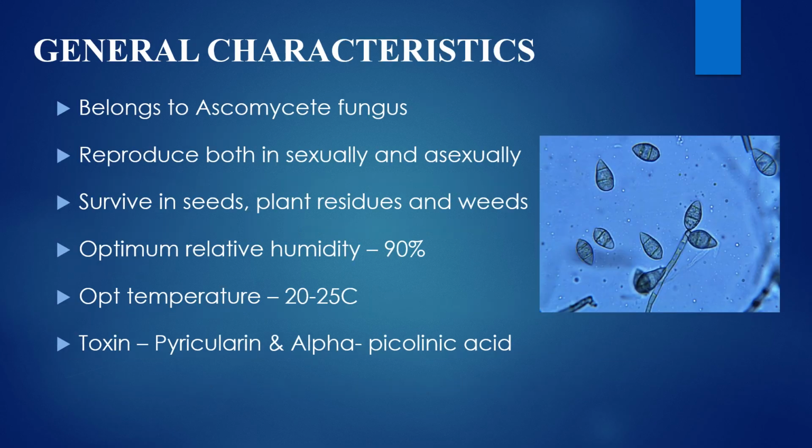General characteristics of rice blast fungi. It belongs to the Ascomycetes fungi and it can reproduce both sexually and asexually. It can survive in seeds, plant residues and weeds. Optimum relative humidity is 90%. Optimum temperature for rice blast fungus is 20 to 25 degrees Celsius. It produces toxins like pyriculol and alpha-picolinic acid. This is the microscopic view of rice blast fungi.